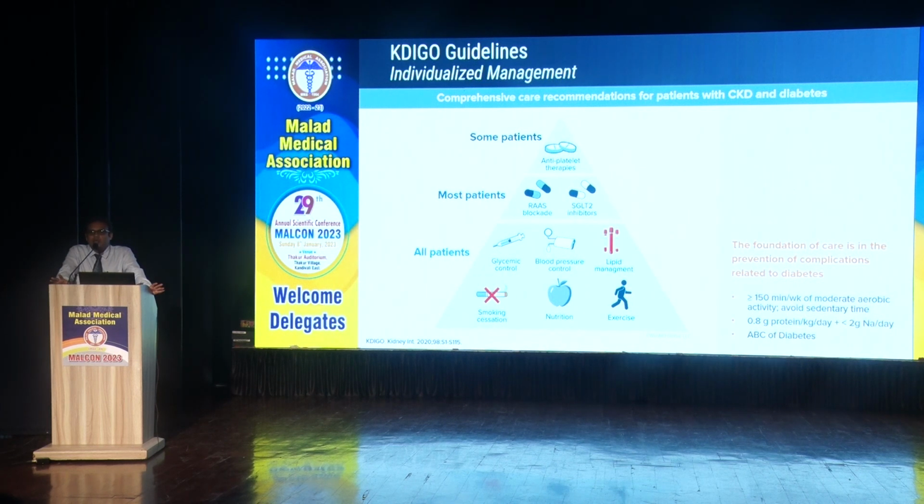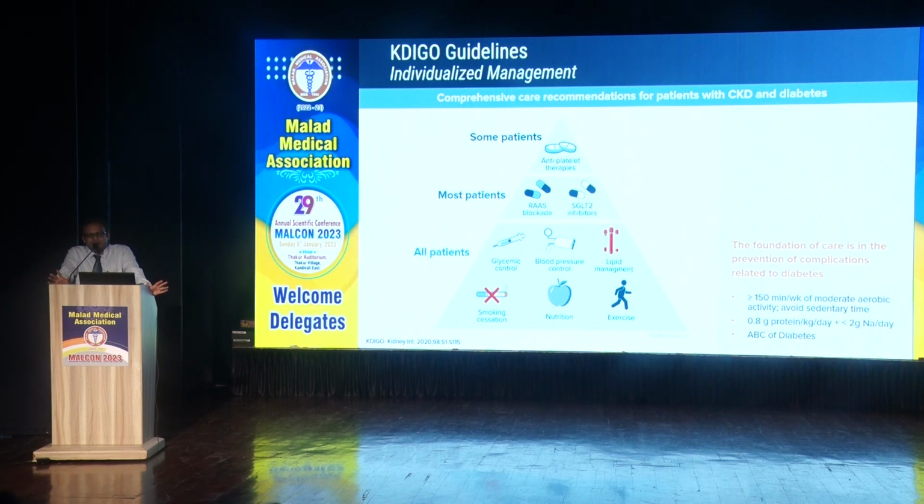Aerobic exercise, more than 150 minutes, that's 30 minutes a day, 5 times a week. And protein restriction, because if protein intake is more, that turns into blood urea nitrogen and stresses the kidney. So all CKD patients are salt restricted and protein restricted, and should do aerobic exercise.